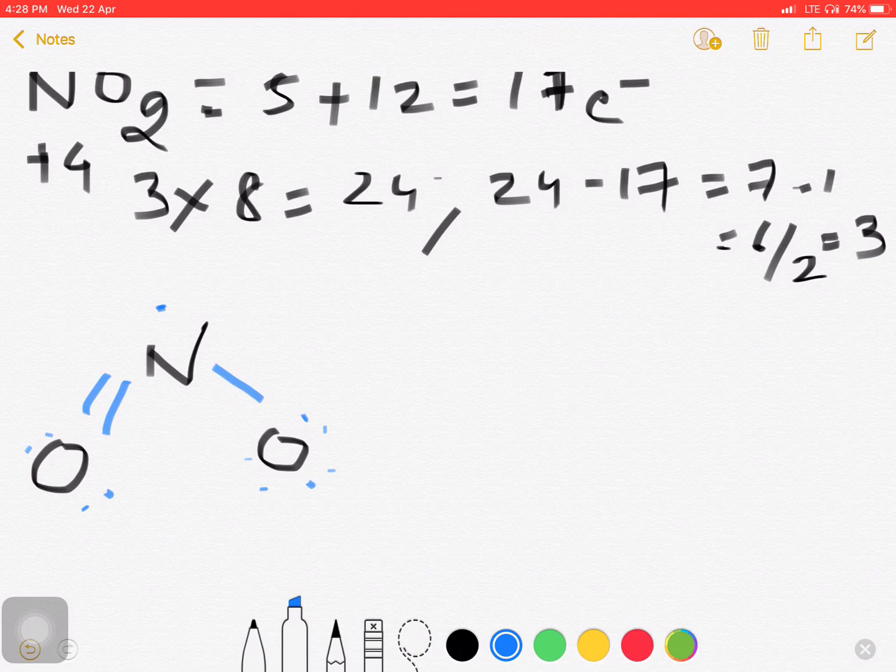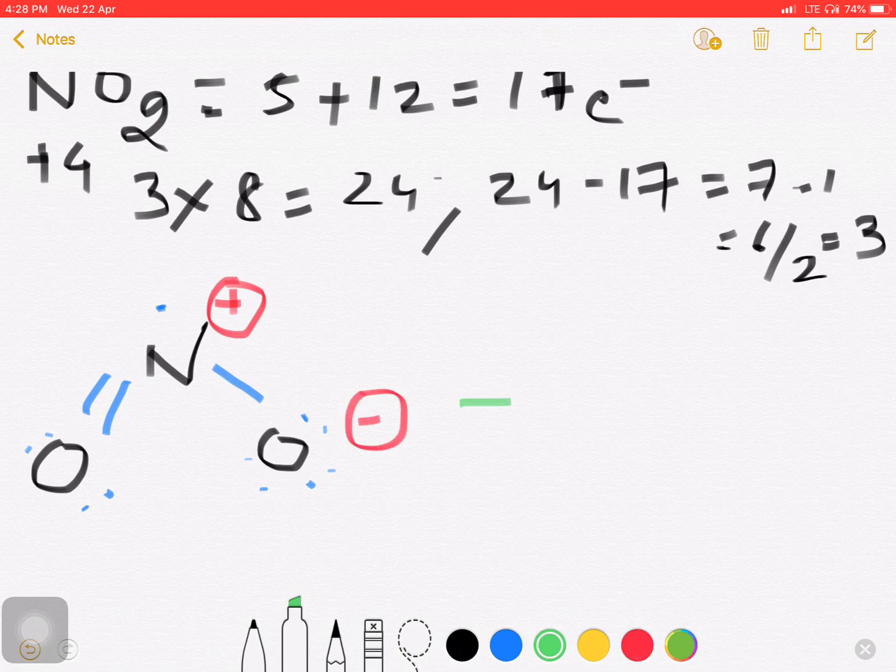Now let's talk about the charges over there. Nitrogen, how many electrons? 1, 2, 3, 4. So nitrogen is short of 1. So this nitrogen acquires a positive charge. Here 1, 2, 3, 4, 5, 6. So this oxygen is all 6. This oxygen 1, 2, 3, 4, 5, 6, 7. So this is with a negative charge.